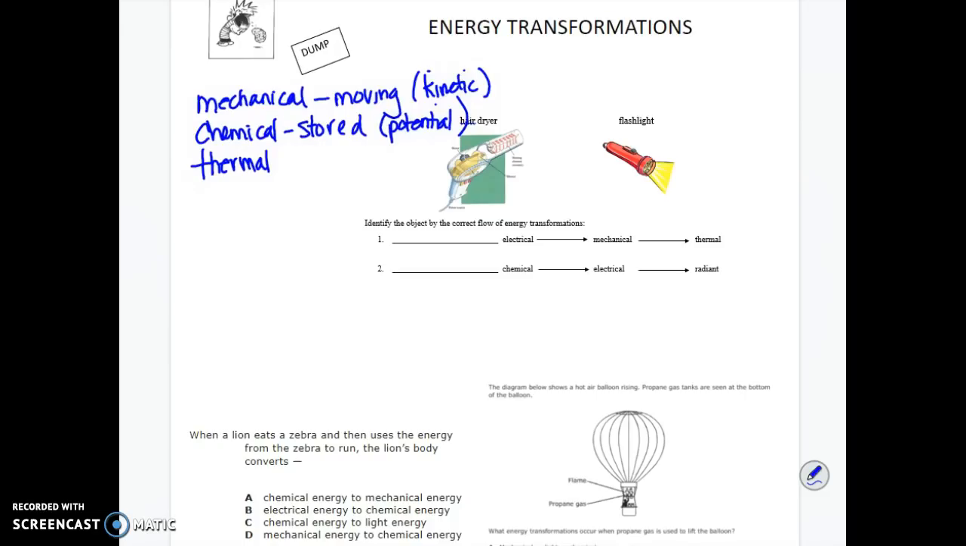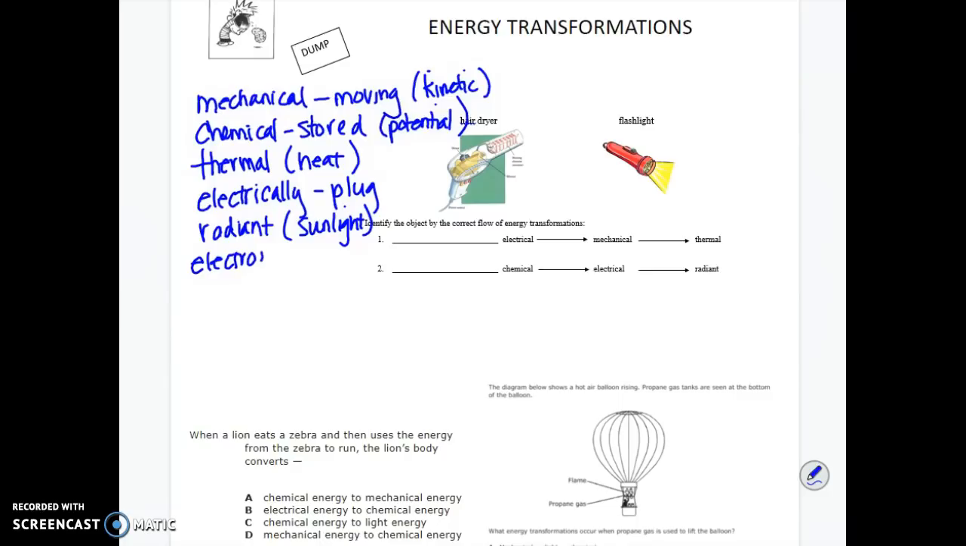So there's also thermal, so that has to do with heat. We have electrical, so that has anything to do usually with a plug. If you have to plug it in, it starts with electrical. There's radiant energy, which is sunlight. And then there's electromagnetic energy. We didn't see a lot of that. And then nuclear energy.